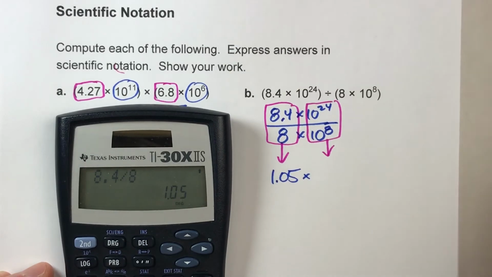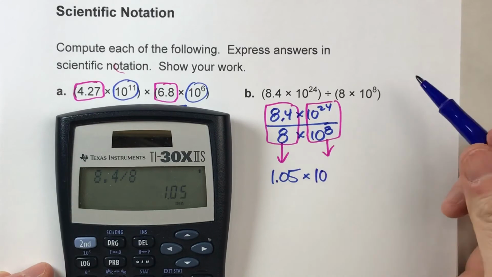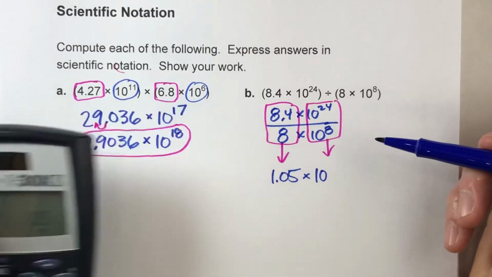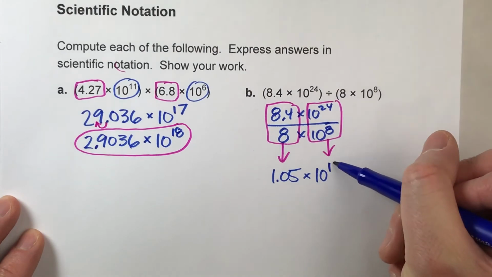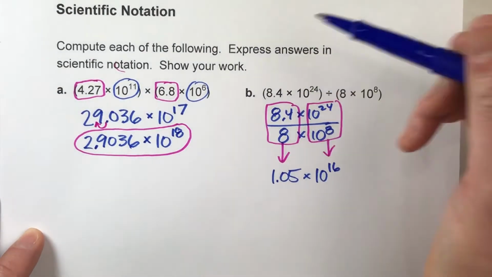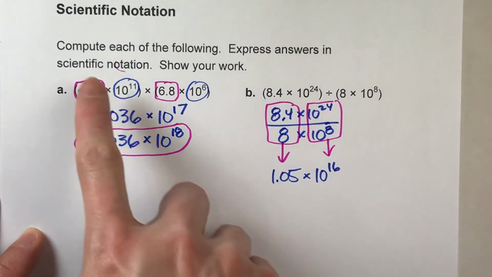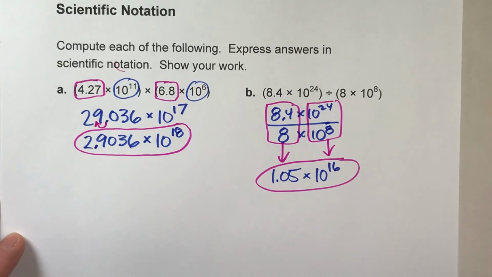And the rule for dividing powers of 10 is we keep the base, 10, and we subtract the exponents. 24 minus 8 is 16. And look, our answer is already in scientific notation, so we don't actually have to do any adjusting here. We're done. This is your answer. 1.05 times 10 to the 16th power.